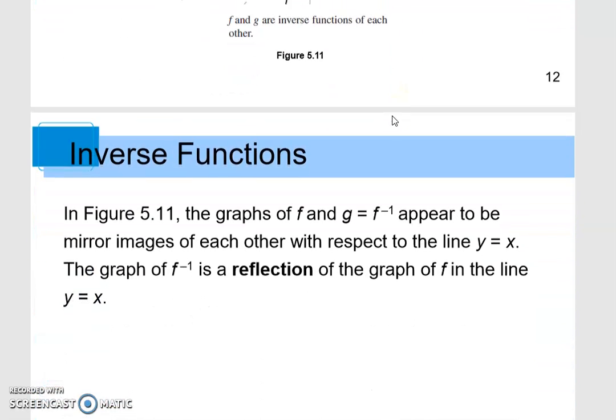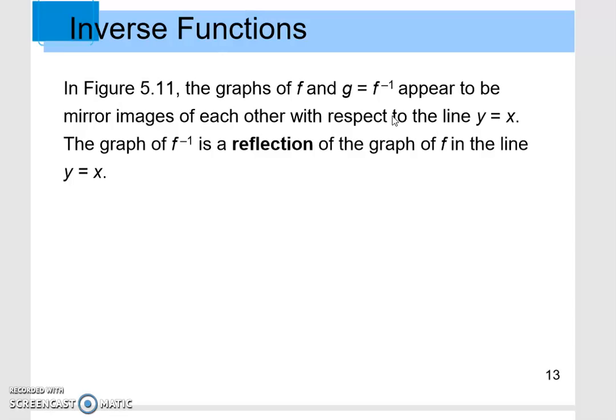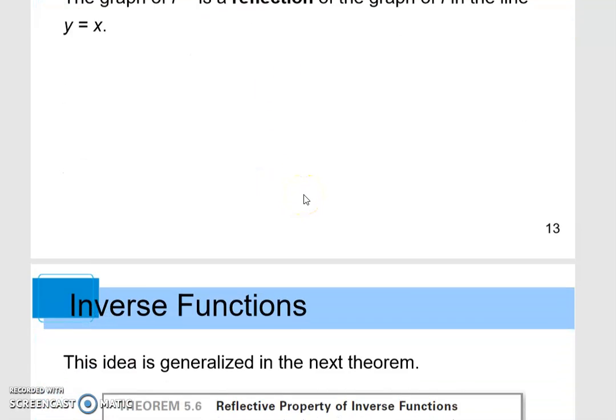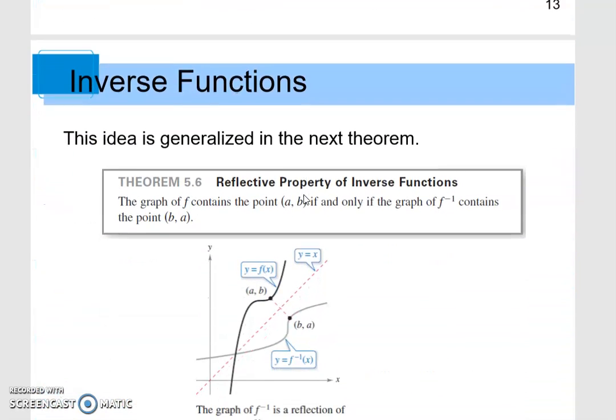So then we have a general statement, just exactly what I said. We had the graphs of f and f inverse. They're mirror images of each other with respect to the line y equals x. The graph of f inverse is a reflection of the graph of f in the line y equals x, and that should technically always happen.